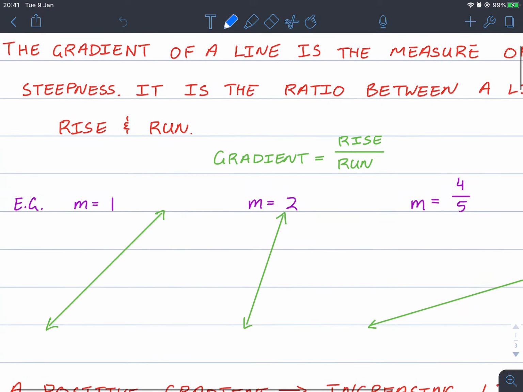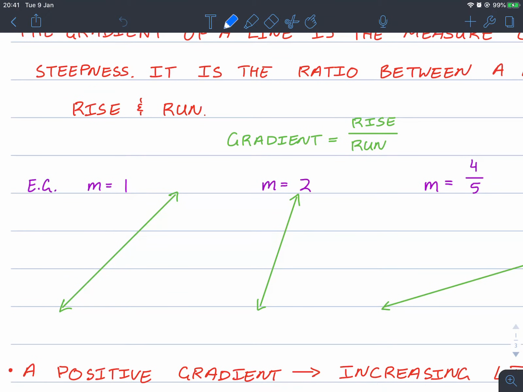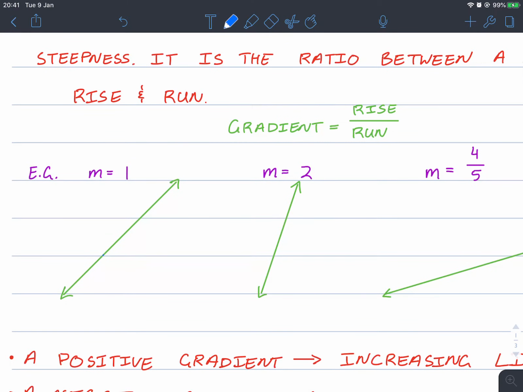Just so we get a clearer understanding of this, let's say we pick any point. Let's say that this line here has a gradient of 1. That means if we pick any point here and we move across, so a run of 1, and we pick the next equivalent point there, this rise is also 1. So rise over run.